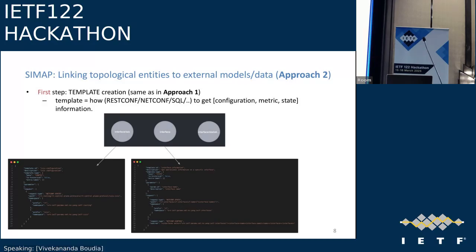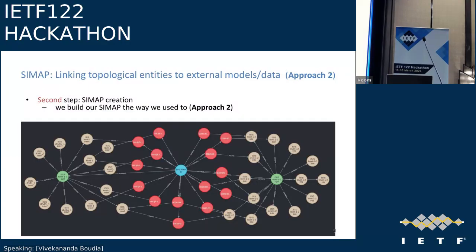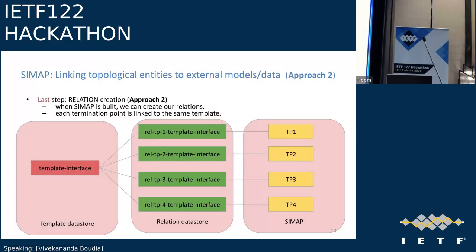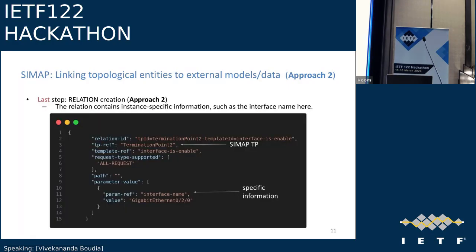In approach two, the first step remains the same. We create the template, then we build the CMAP the way we did before. And when we have the CMAP, we can now create a relation in another data store that links the CMAP instance and the template. So here we have a relation with a TP-ref that links to the CMAP instance and some parameters, like in approach one.